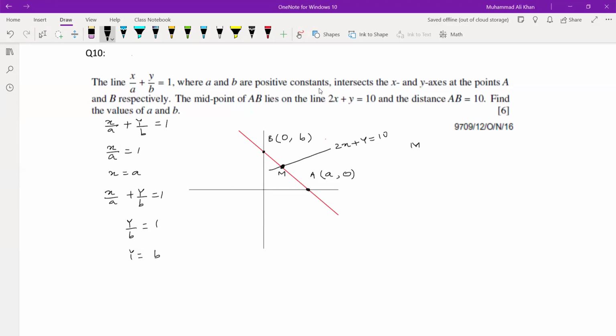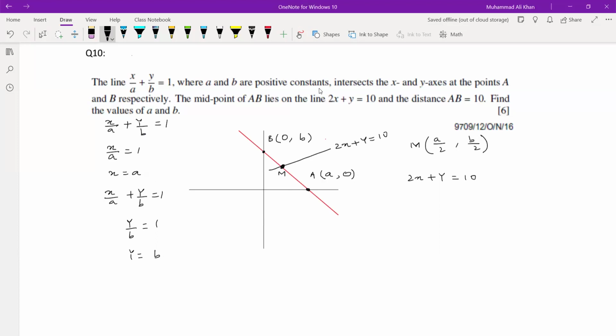Are we able to calculate the coordinates of the midpoint? Yes. For AB, the midpoint will be (A plus 0) divided by 2, meaning A upon 2, and (B plus 0) divided by 2, meaning B upon 2. This is the midpoint. And the midpoint lies on the line 2x plus y equals 10. If a point lies on a line, then we are allowed to replace x and y of the line by the coordinates of that point, right?